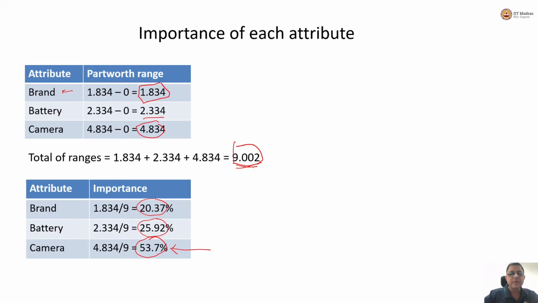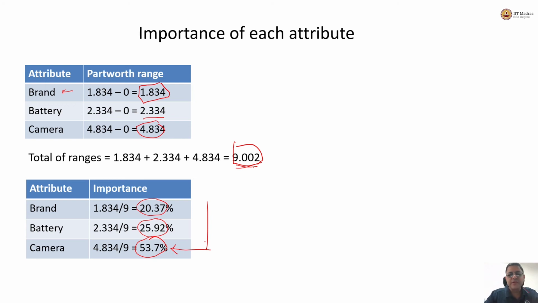So clearly this consumer was not brand conscious. Brand only got a relative importance of about 20%. However, clearly this consumer was a selfie fanatic. Therefore, the front camera resolution mattered to this consumer the most, and therefore she attached an importance of about 53% to camera resolution as an attribute. So that is how you calculate the importance of each attribute.